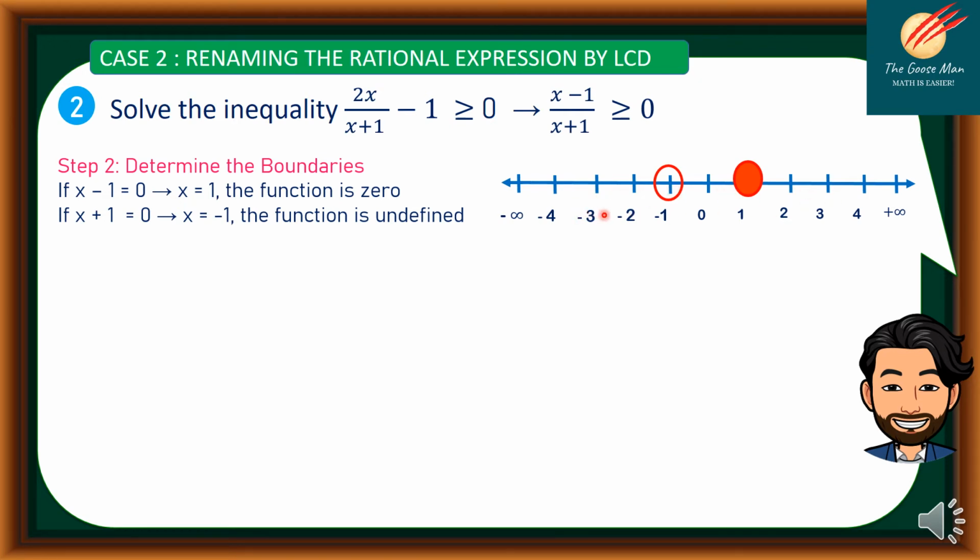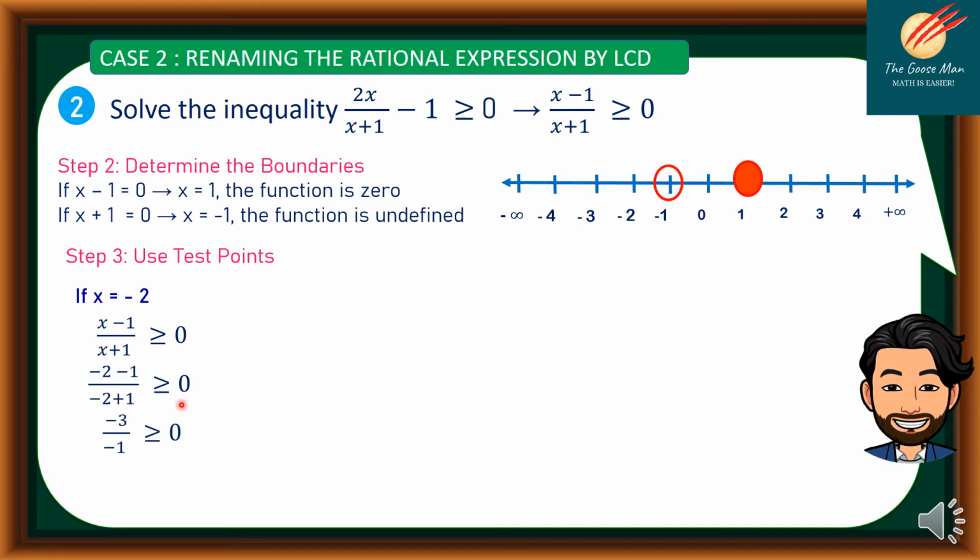I would like to determine which area is included in the inequality. So, step 3 is to use the test points. I'll go beyond negative 1, say for instance negative 2. I'll use the derived rational expression. Therefore, negative 2 minus 1 all over negative 2 plus 1 is greater than or equal to 0. We can say that 3 is greater than or equal to 0, and this is actually true. So this area is included in the inequality.